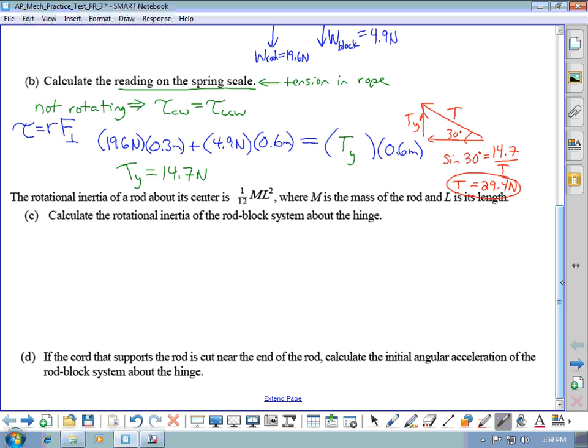Part C. The rotational inertia of a rod about its center is 1/12 ml squared, where m is the mass of the rod and L is its length. Calculate the rotational inertia of the rod-block system about the hinge. So, first of all, the total rotational inertia is going to be the rotational inertia of the rod plus the rotational inertia of the block that's hanging off the end.